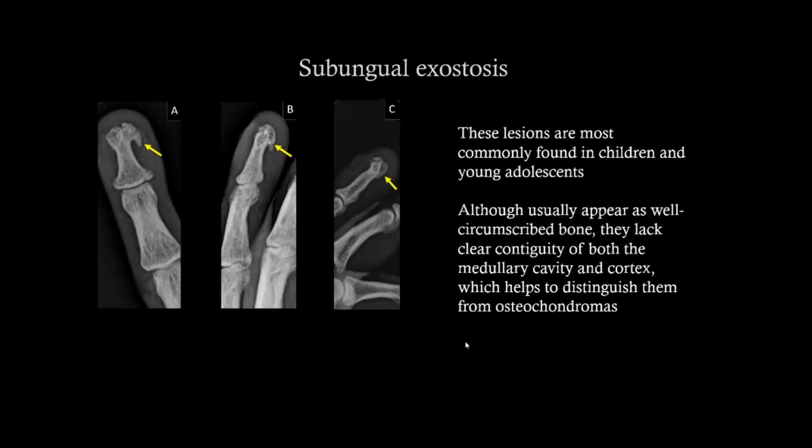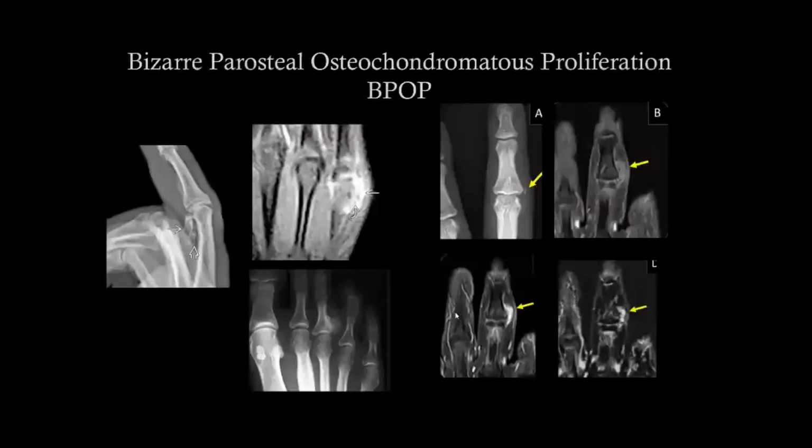Here is the subungual exostosis. These lesions are most commonly found in children and young adolescents. Although they usually appear as a well circumscribed bone, they lack clear contiguity with both the medullary cavity and cortex. It is very important to say in all views whether the lesion is continuous with the medulla, which helps to distinguish them from osteochondroma. So this is subungual exostosis.